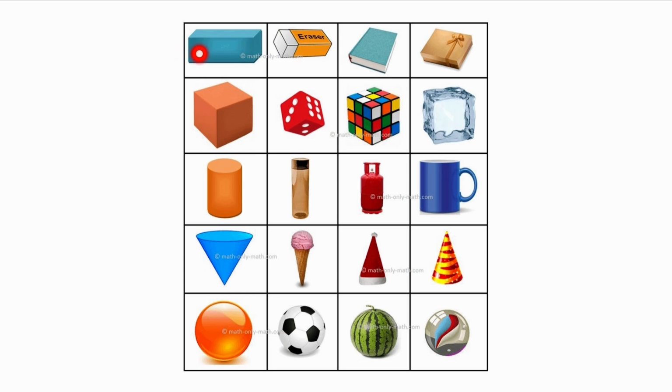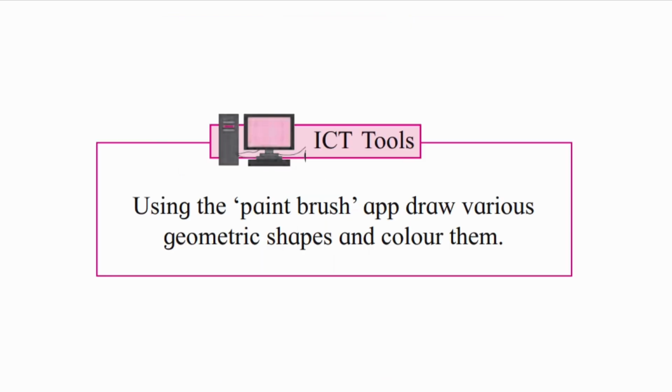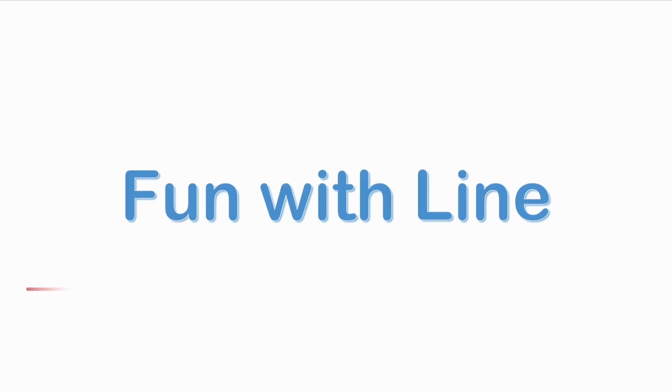Very good. Cuboid, cube, cylinder, cone, spherical, sphere. Sphere like this, cone, cylinder, cube, and a new shape, pyramid. Have you seen the pyramids of Egypt? Very good. ICT tools, my dear students: use paintbrush on your laptop or computer and draw some geometric shapes and color them.